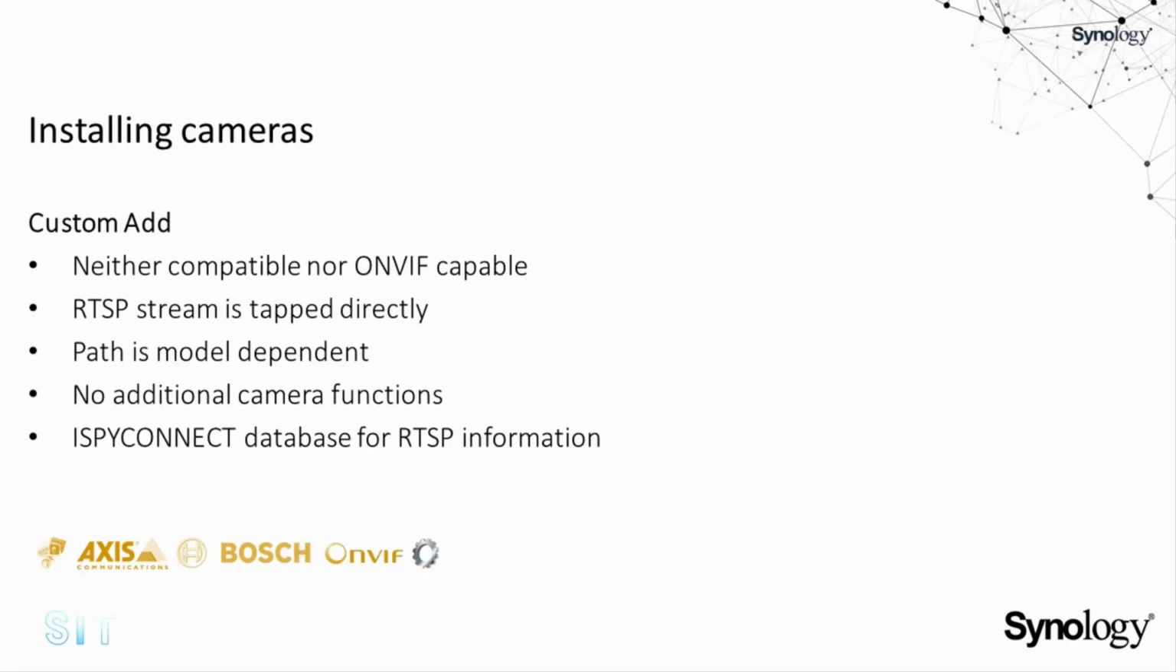If a camera is not to be found on the compatibility list, nor is ONVIF compatible, then it is also possible to integrate it by tapping into the RTSP stream. Please note that the RTSP stream is tapped directly and the path is model dependent, and no additional camera functions can be used using this method. You can use the iSpy Connect database to get the necessary RTSP information of the respective camera model.